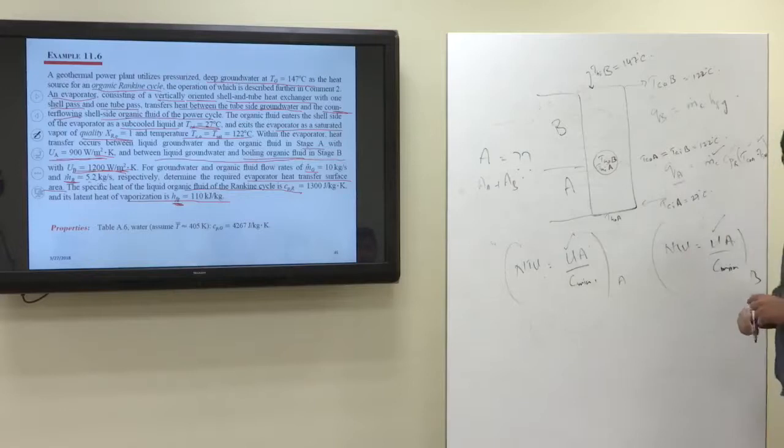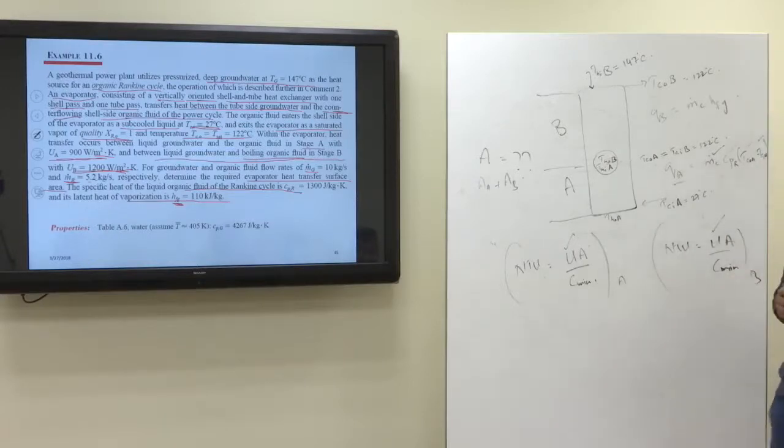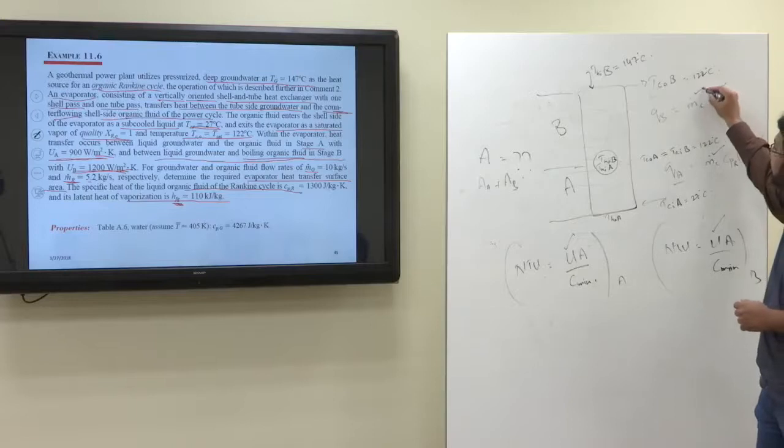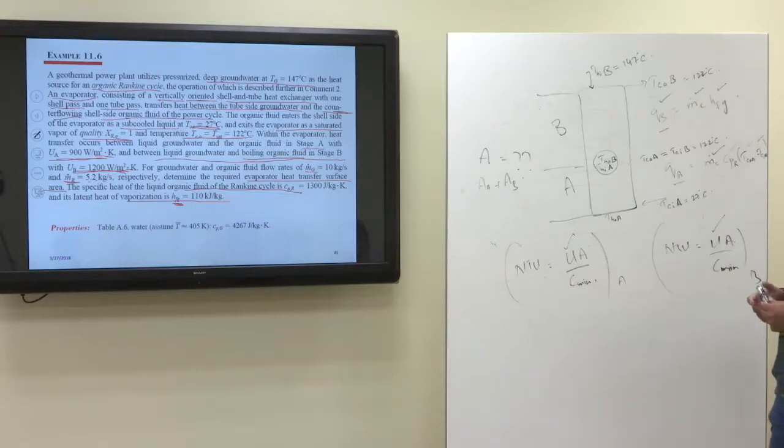Can it be not given and left in the table? No, it has to be given. Is it clear? So HFG is given, m dot is given, so you can find QB, right? And if you know QB, now you know the total Q as well.